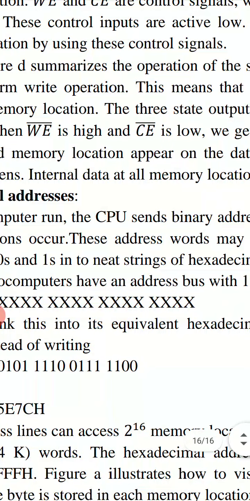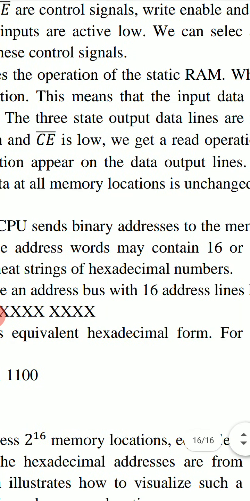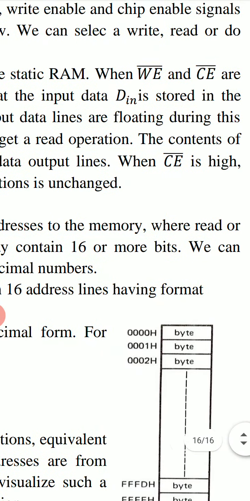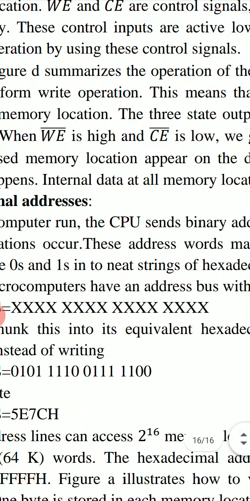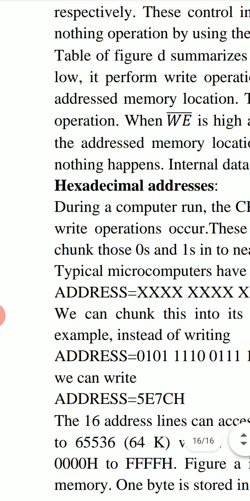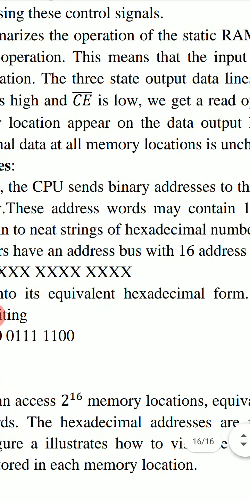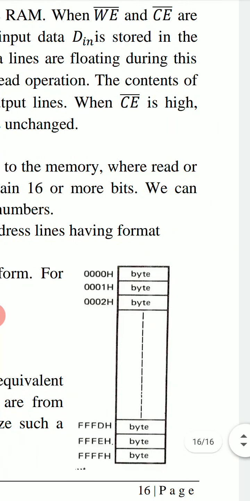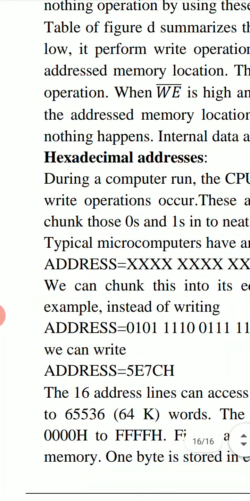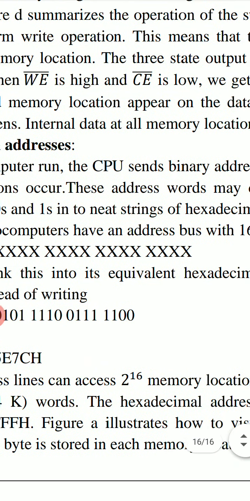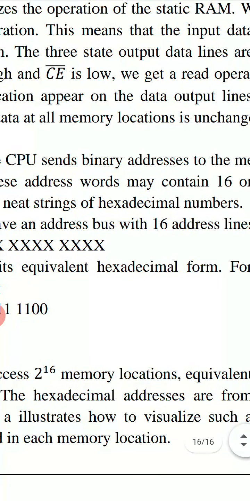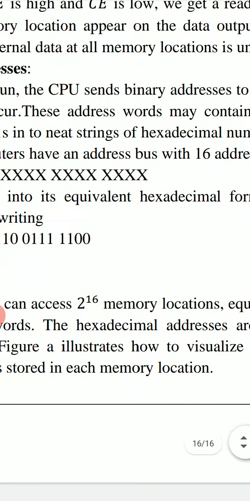When WE bar is high and CE bar is low, we get a read operation. The contents of the addressed memory location appear on the data output lines. When CE bar is high, nothing happens. Internal data at all memory locations is unchanged.